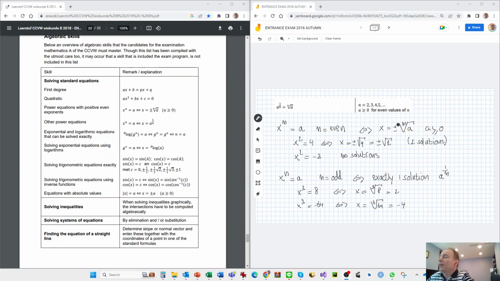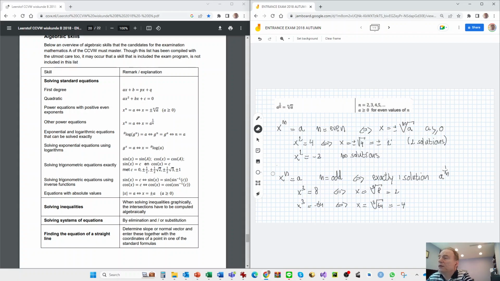One example is, say, x squared is 4, then the two solutions are x is plus or minus the square root of 4, which is plus or minus 2, of course. So two solutions. And a has to be greater or equal than 0. For example, x squared is equal to minus 3 doesn't have any solutions. So that's when n is even.